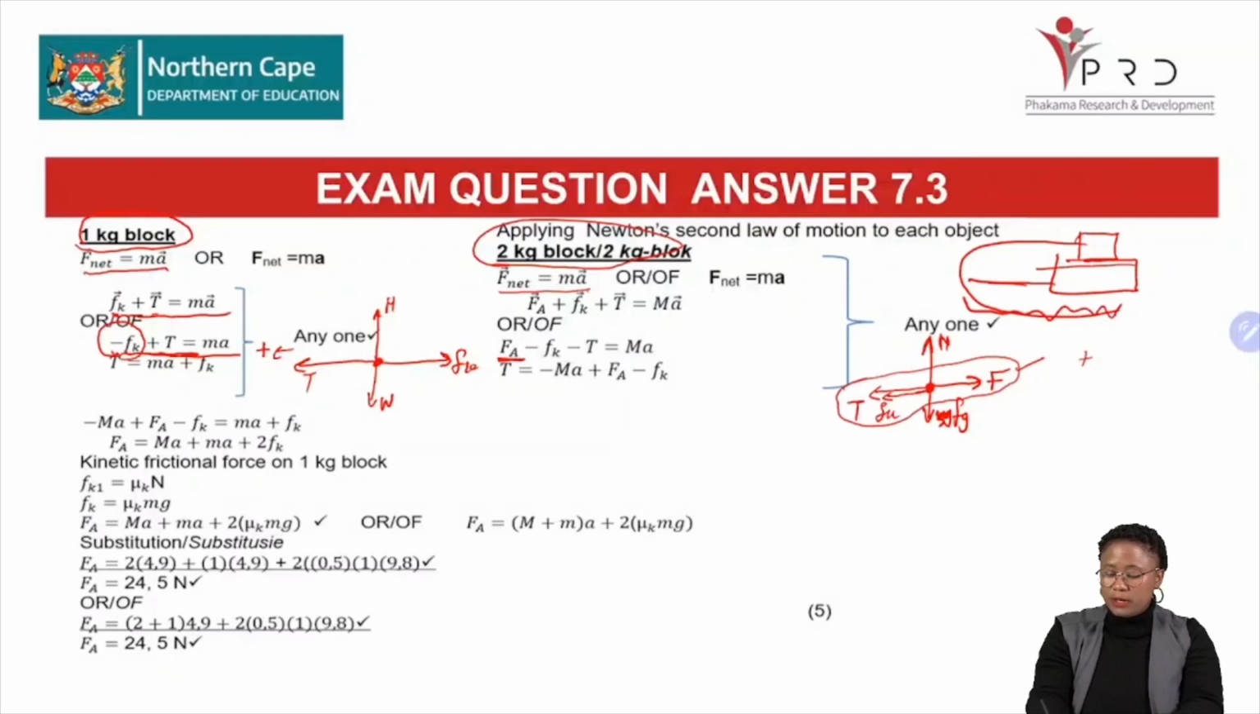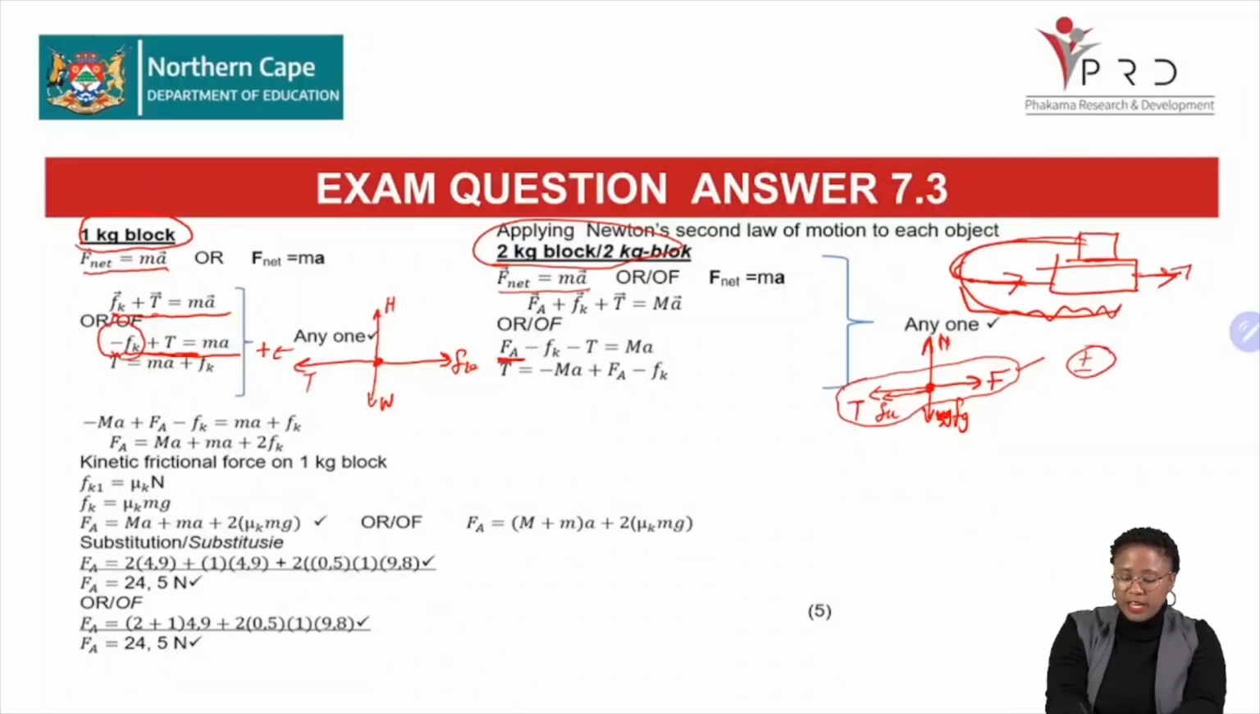Let me quickly erase that. This is attached to that. Then for this to be able to move, this must move in that direction. So the direction of the motion of the 2 kg block will be the right-hand side. Therefore, my right-hand side will be positive. Remember that. So hence my FA over here is positive. I'm going to minus the FK because it's in the opposite direction, and minus tension because it's in the opposite direction. This will be equal to ma. That is supposed to be a small letter a. That is ma. All right.